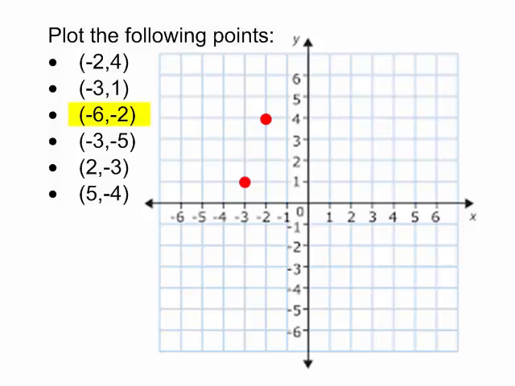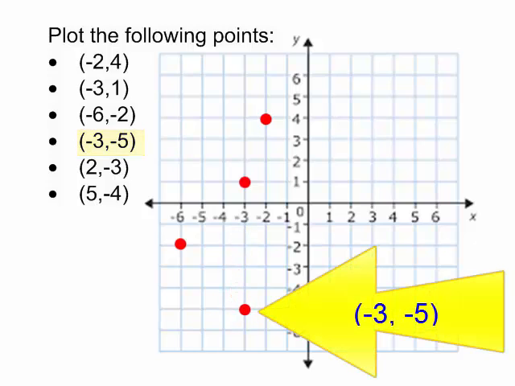-6, -2. I'm starting at the origin. My x is negative, so I will go left 6. And then do I go up or down? Hopefully you're saying you will go down 2. That is in the third quadrant. -3, -5 is the next point, or the next ordered pair. We will go left 3, and we will go down 5. That is the point -3, -5.